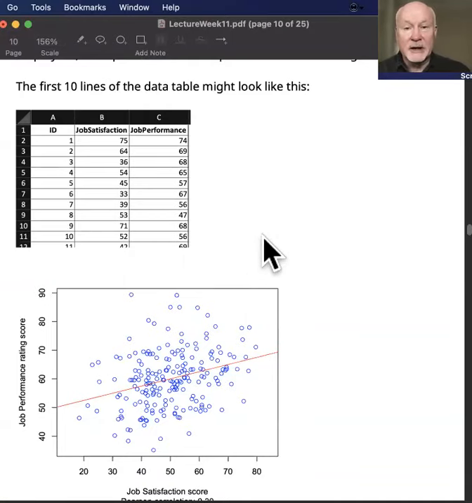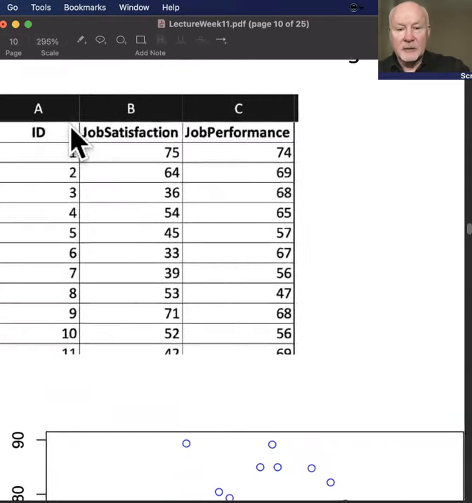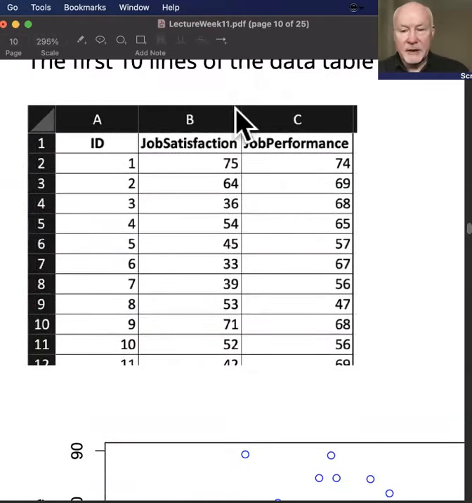and the example we're looking at is job satisfaction and job performance. This is a case where the direction of causation is somewhat ambiguous. It could be one way or the other, or possibly even both ways. So the data in that kind of situation would look something like this. You might have an ID column for your observations, and then you have some kind of measurement of job satisfaction that's probably done with a questionnaire, and you would have some measure of job performance.